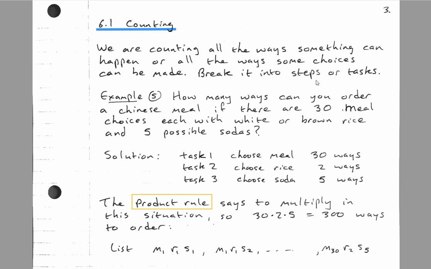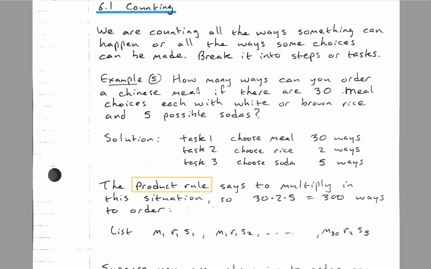something complicated like this, you have to break it into steps or tasks. For example, how many ways can you order a Chinese meal? If there are 30 meal options, 30 meal choices, each with white or brown rice and 5 possible sodas. All right. So you're looking at the menu.